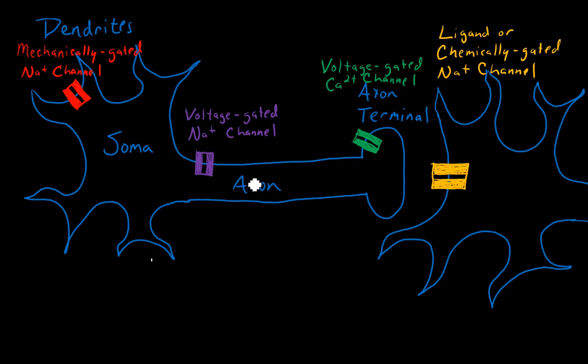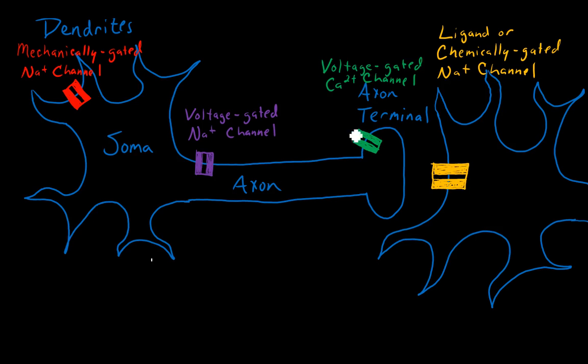After the body, we have the axon. In the axon, we have specialized channels called voltage-gated. And so these channels won't be opened by touch like the mechanically gated, but will instead be opened by action potentials. As we move on down the axon, the very end of the neuron ends in what's called an axon terminal. Here we'll see another type of channel called a voltage-gated calcium channel. So these channels are also opened by action potentials, but instead of allowing sodium to enter into the cell, it allows calcium.